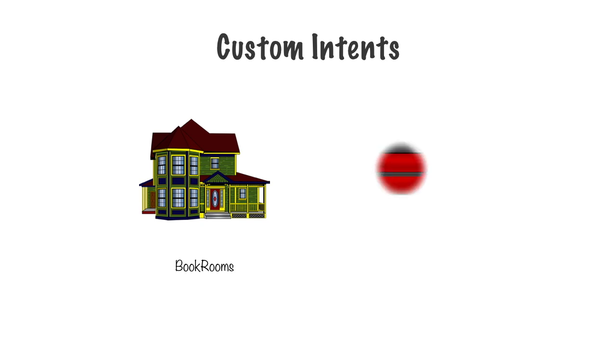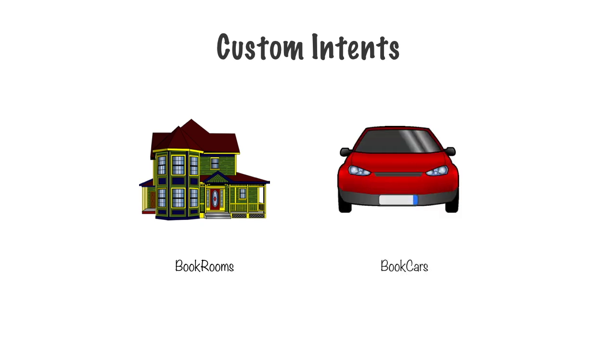And the second custom intent that we'll set up is the book cars intent. If you're planning a trip, in addition to a room to stay in, you might also want to book a car that you want to drive around in that city. Book cars intent will handle exactly that.